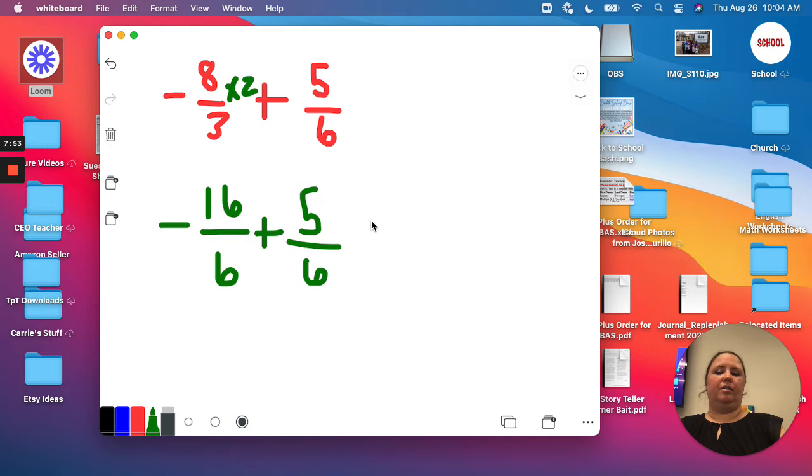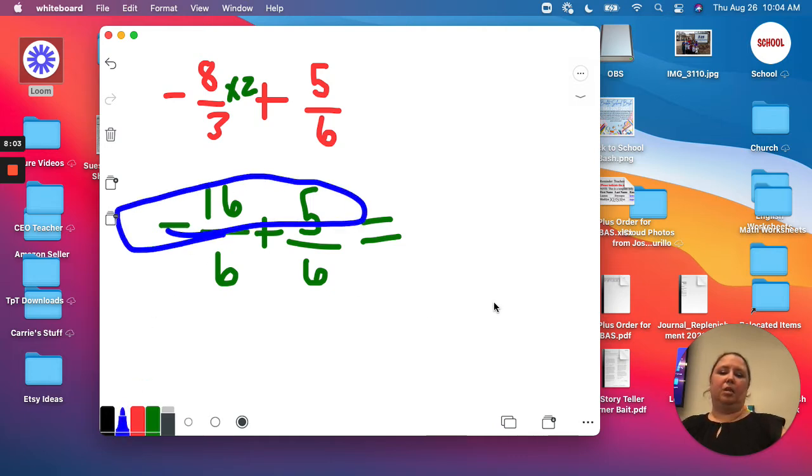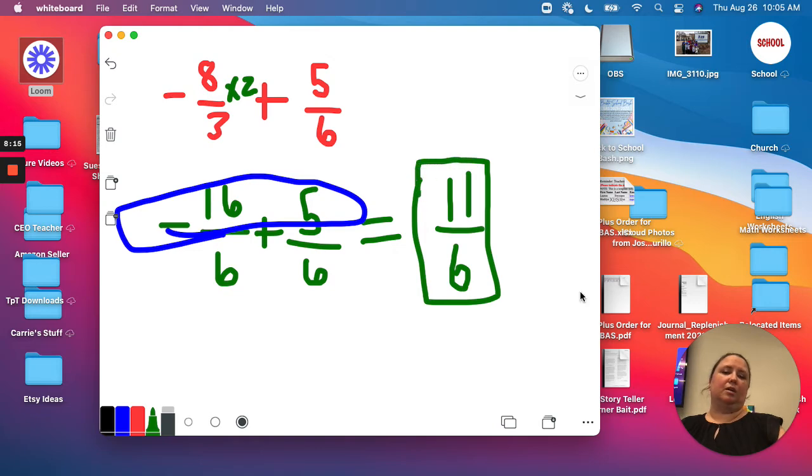Okay, now earlier they did all kinds of absolute values and stuff and moved stuff around, right? Yes. You don't have to do that. You can just look at this and go, okay, if I have a negative 16 plus 5, what's my top number going to be? 11. Yes. So you can just look at that and go, negative 16 plus a positive 5 still gives me 11 over 6. You're going to get the same answer either way.